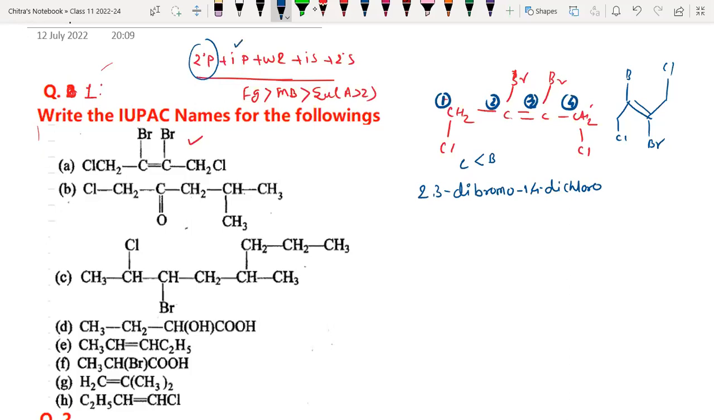Now it is not cyclic, so forget about this. Now we have the word root. The number of carbons is 4, so for 4 we write but. We have the primary suffix, meaning the multiple bond, and it starts from the second carbon. So we have to write 2-ene. Done.